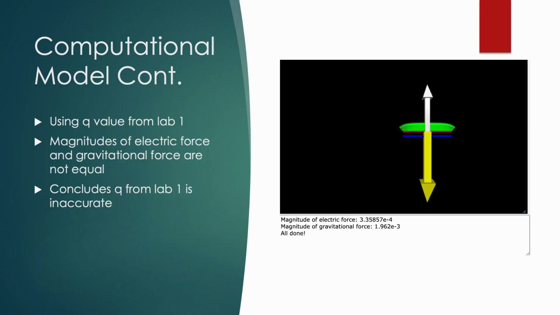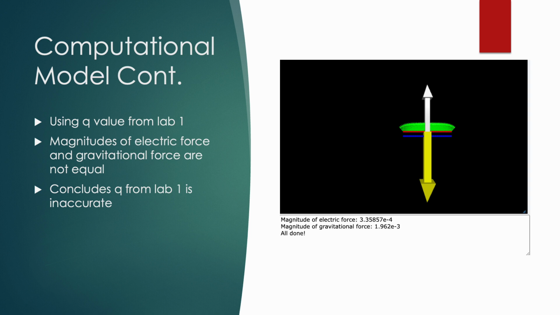And this is my first visual output from the computational model, with us having a force upward, the electric force in white, then the gravitational force downwards. The green arrows are the electric field with n equals 50 pieces. The red dots are the top tape, which is the system, and then the blue dots are the bottom tape. And the Q value used in this model was the one calculated from lab 1.